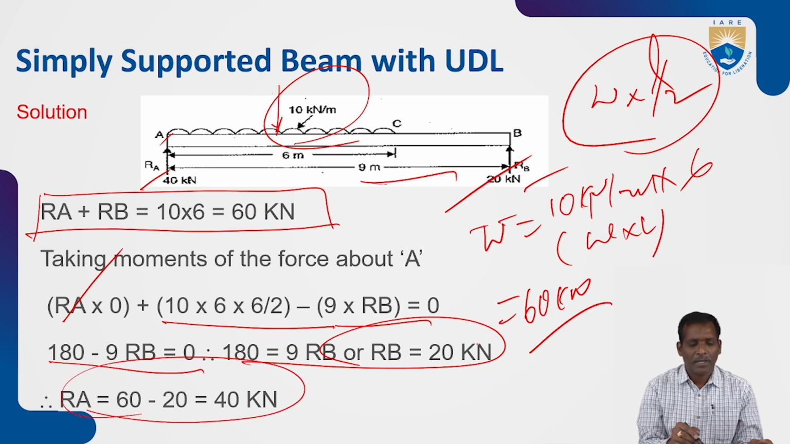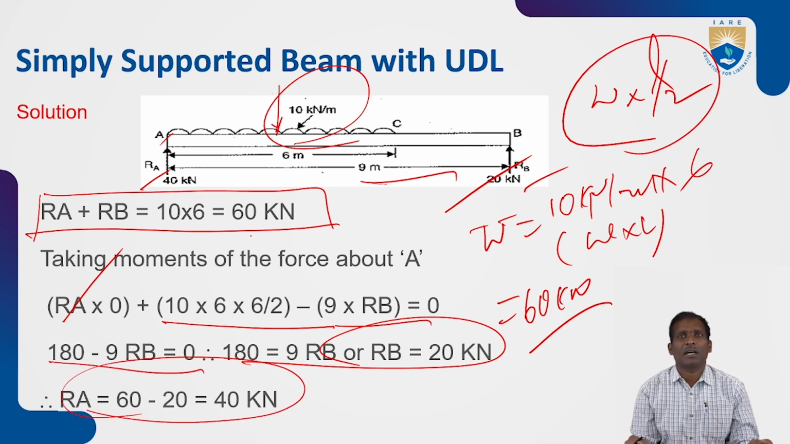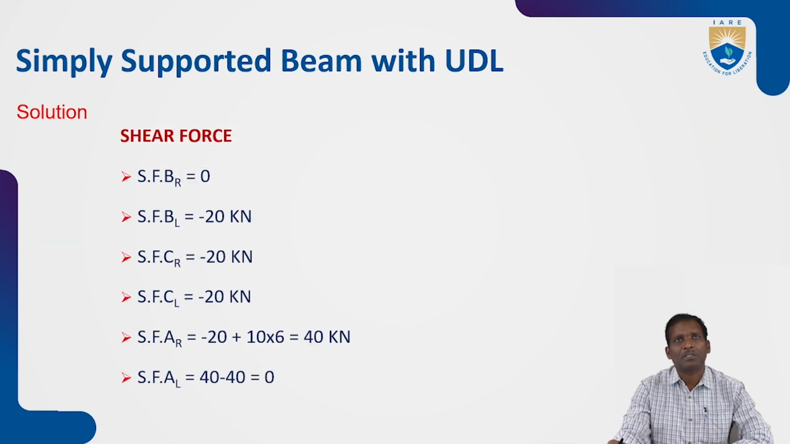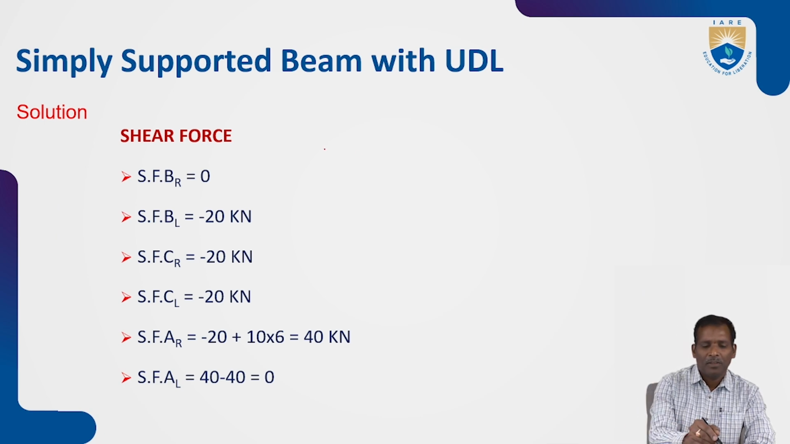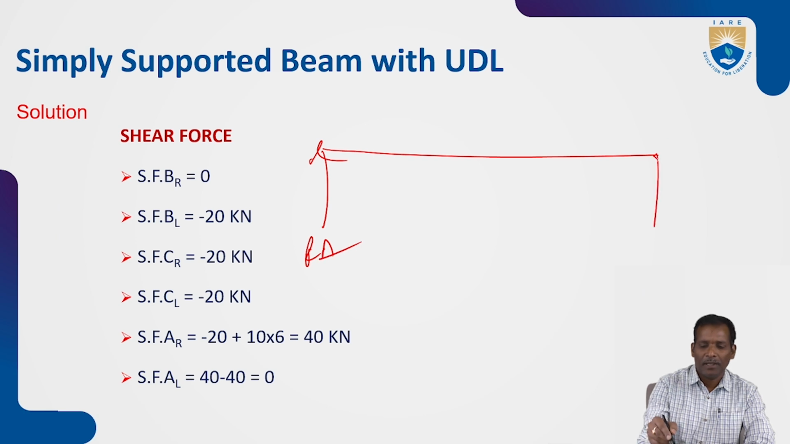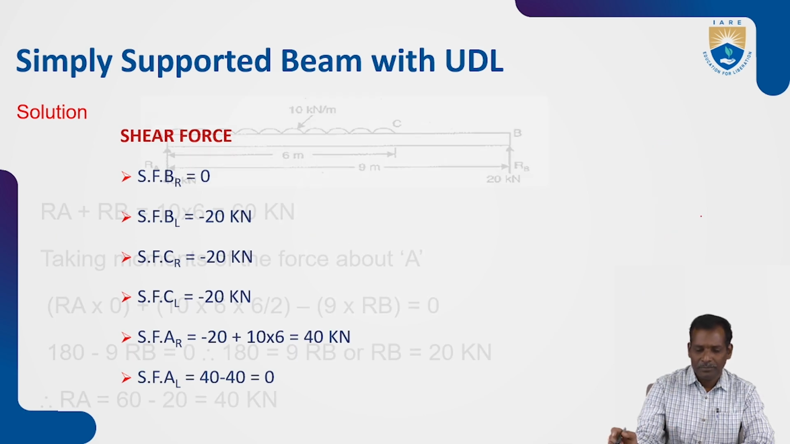RA plus RB is 60. So RB is 20 and RA is 40. Now calculate the shear force and bending moment values. So here, draw the diagram with RA and RB.